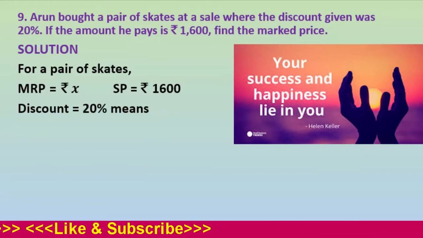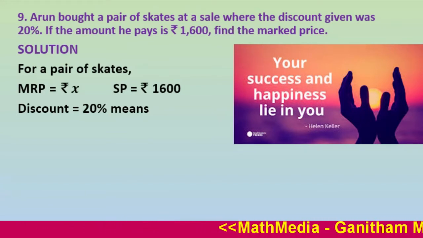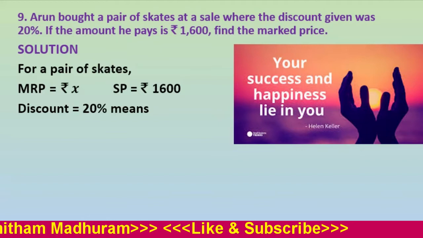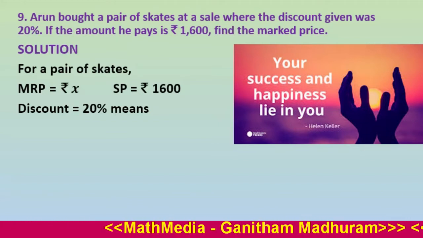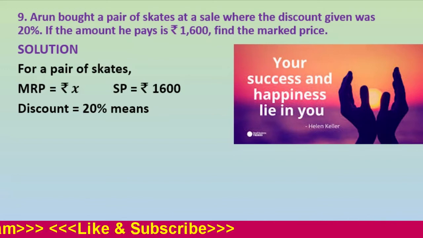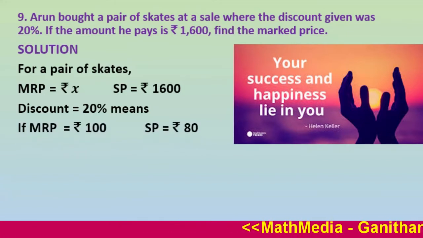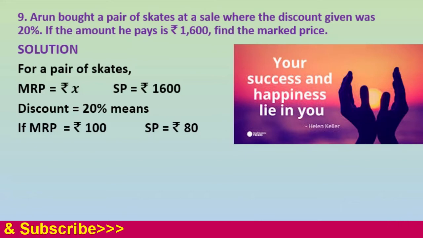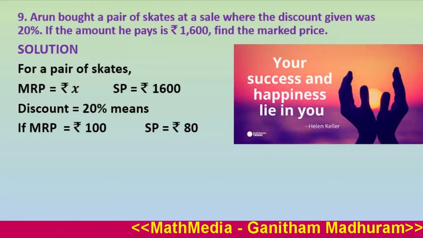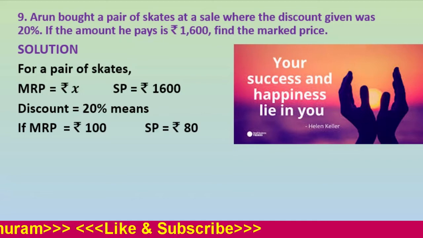It means for every 100 rupees, we get a discount of 20 rupees. That means we have to pay only 80 rupees. If we buy for 100 rupees and the discount is 20%, we have to pay only rupees 80. Clear? So discount is calculated on MRP. So if MRP equal to rupees 100, the selling price after discount will be rupees 80. Is it clear? Now we can come back to our question.